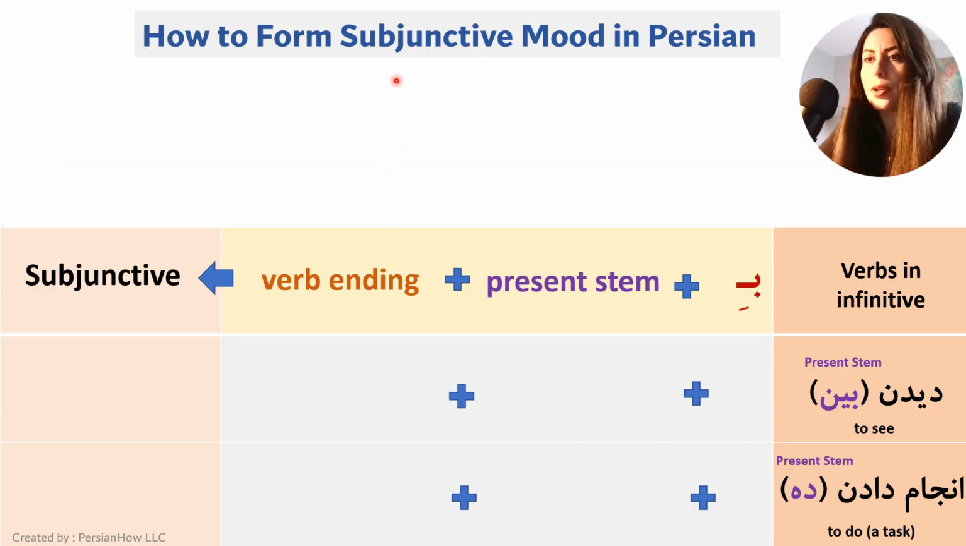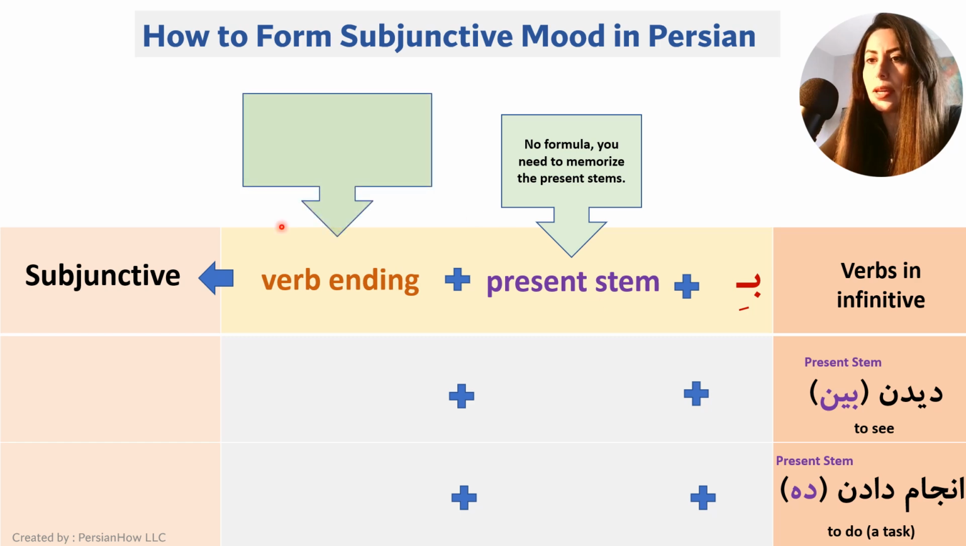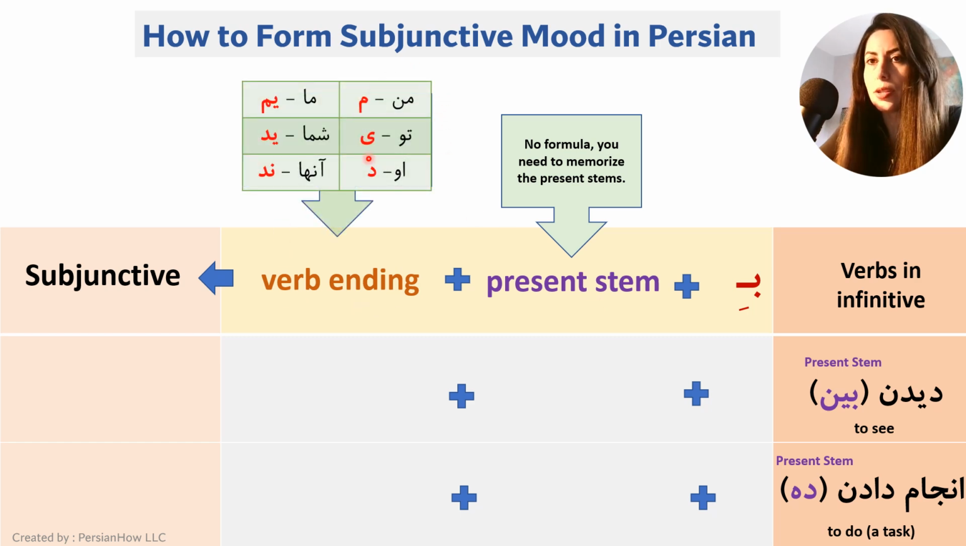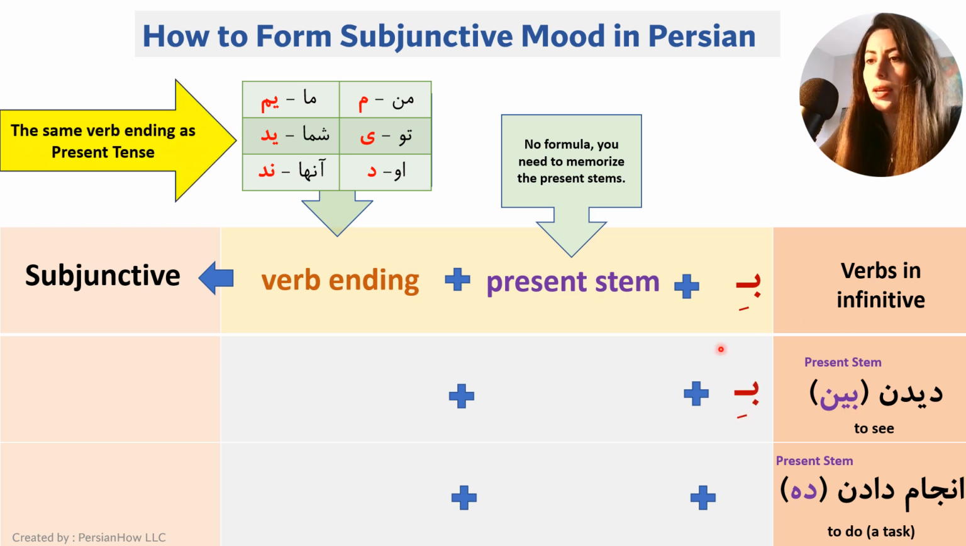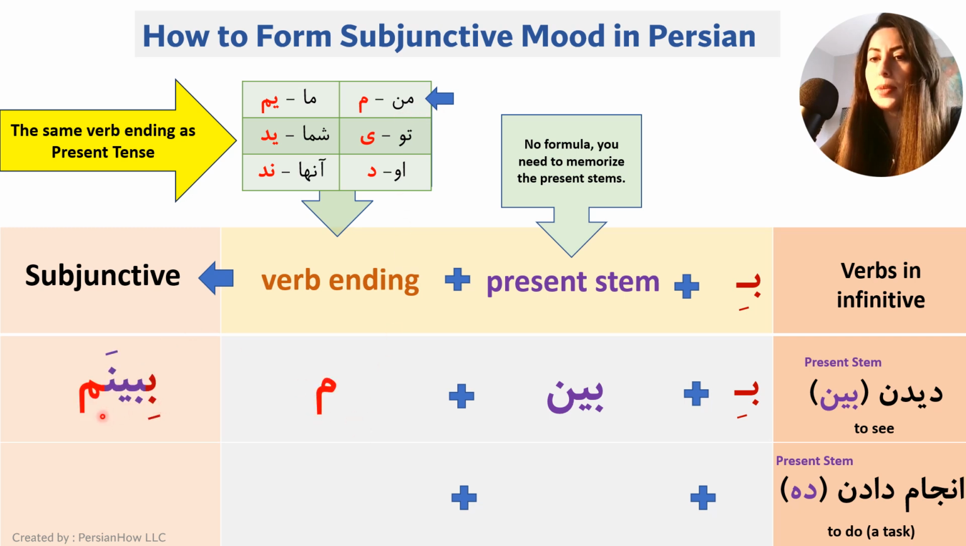How to form a subjunctive mood? It's actually very easy. We need be plus the present stem, and depending on what our subject is, we need the verb ending. That's going to give us the subjunctive. For example here, دیدن. Bin is the present stem. So be plus bin. Let's say the subject is man. This is the verb ending, so plus mim. ببینم.